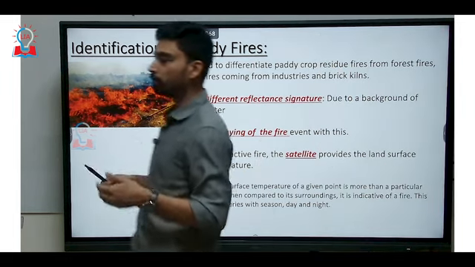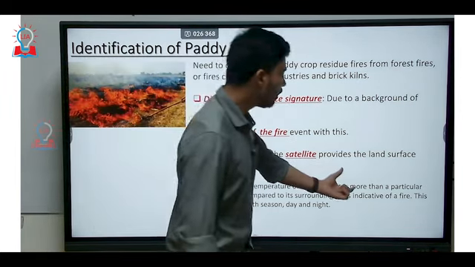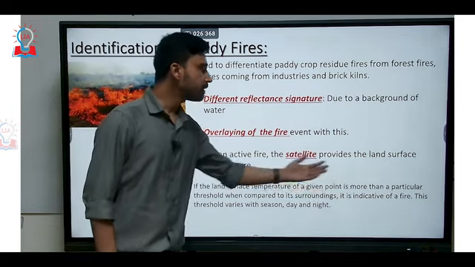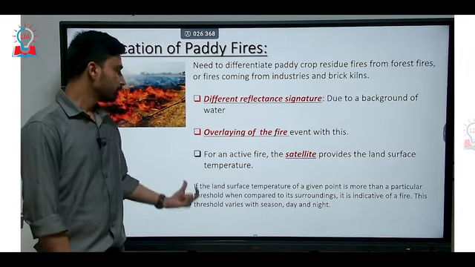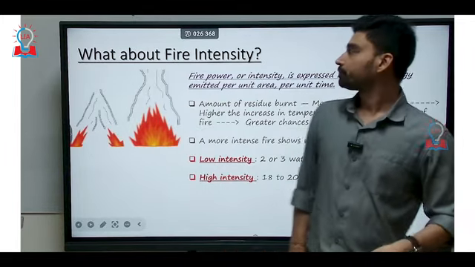For example, to understand it in more detail: if the land surface temperature of a given point is more than a particular threshold when compared to its surroundings, it is indicative of a fire. This threshold varies by season, day as well as night.